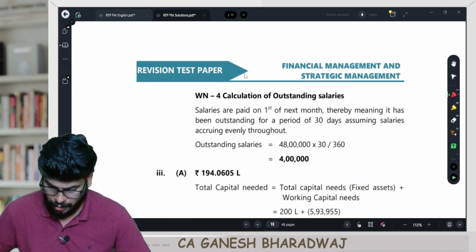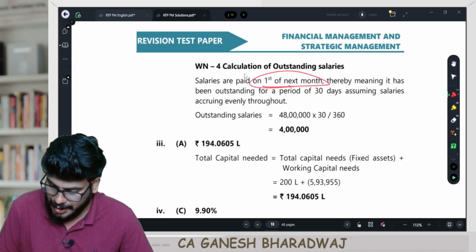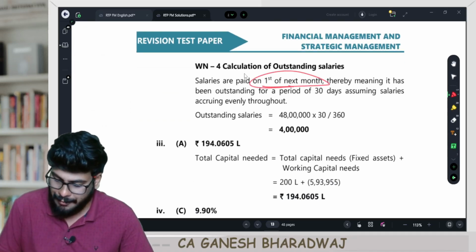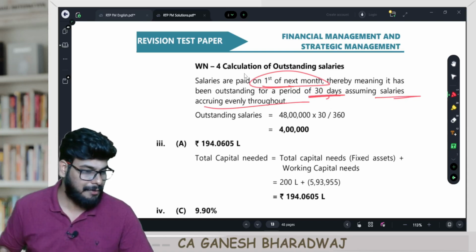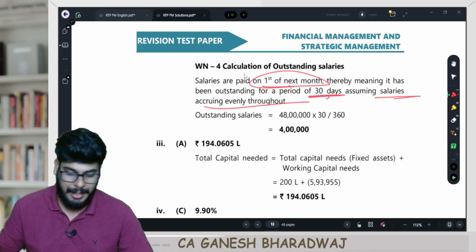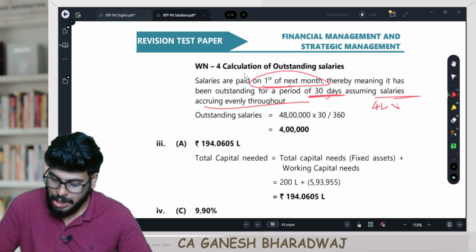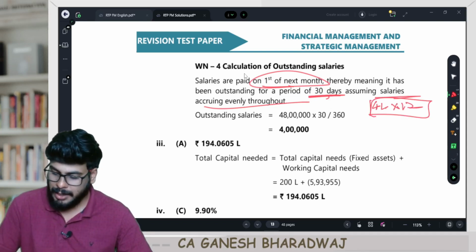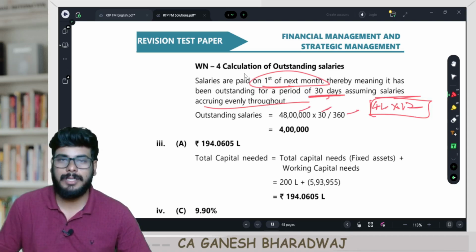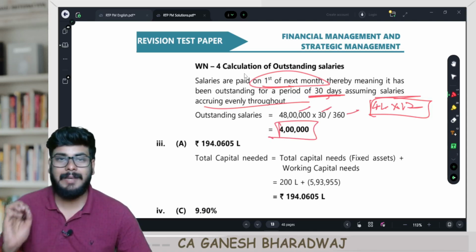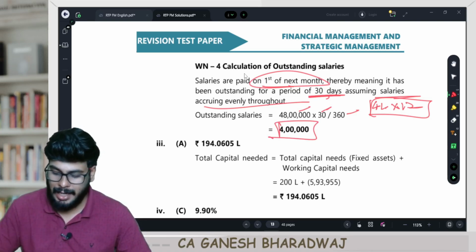And finally, there is one more thing, outstanding salaries. And that's also given in the question. Salaries are paid on the first of the next month, thereby meaning it has been outstanding for a period of 30 days, assuming the salaries accrue evenly throughout the year. They have given that per month, the salary is going to be 4 lakhs. Correct? So in a year, how much is that going to be? That's going to be 4 lakh into 12, 48 lakh. If 48 lakh is for 360 days, how much is it going to be for 30 days? So at any given point of time, there's going to be an outstanding salary of 4 lakh.